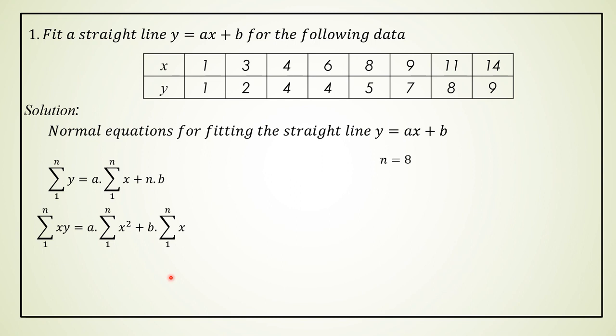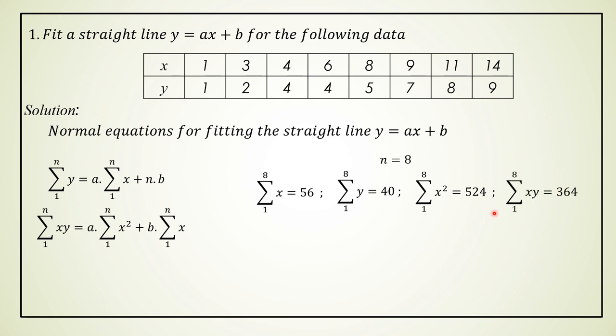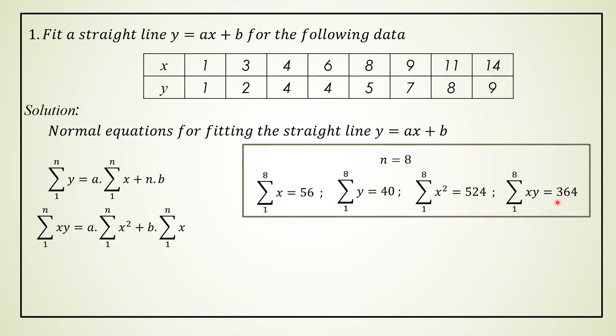Now just observe the given set of data points over here. Since they have given you 8 observed values of x and y, therefore the value of n over here is 8. The value of summation of x is 56. The sum of the values of y is equal to 40. Summation of x square, that is sum of squares of x, is equal to 524. And summation of x into y is equal to 364.